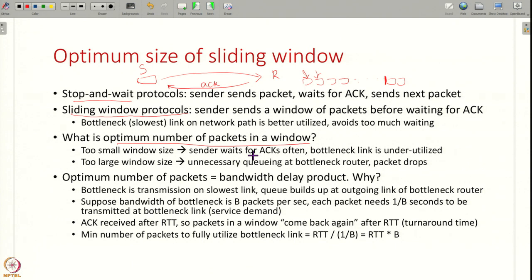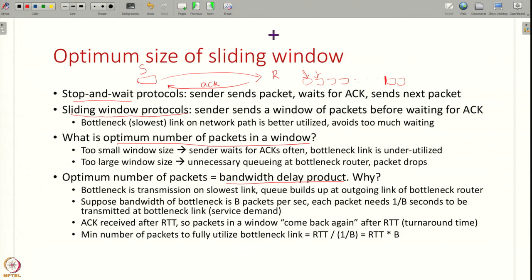So the question comes up, what is the optimum number of packets in the window? Back in the networking part of the course, we have seen that the optimum number of packets is the bandwidth delay product. Now we will try and see the reasoning for why this is the answer. In a computer system, what is the bottleneck? The bottleneck is the slowest link.